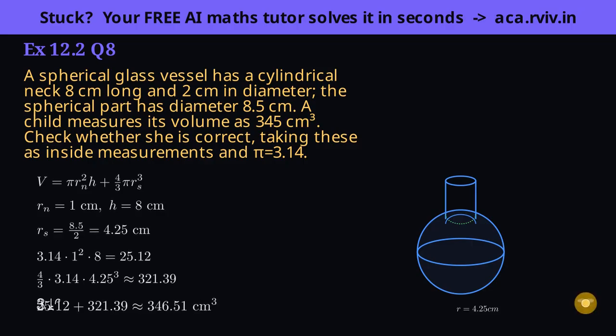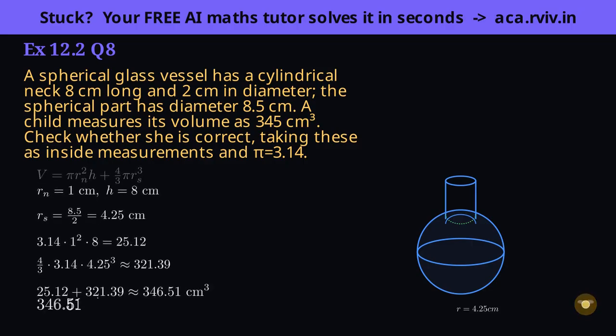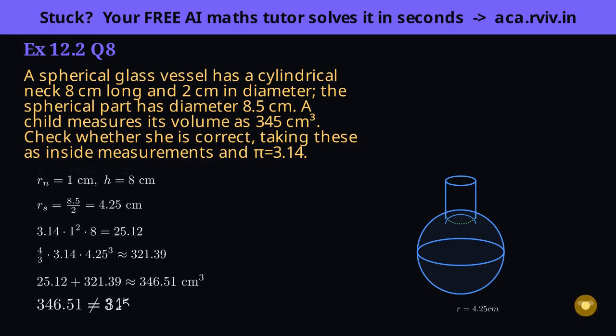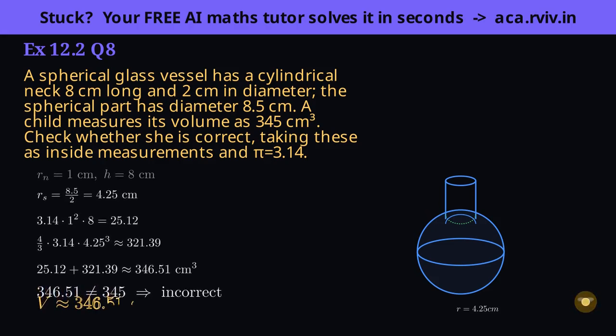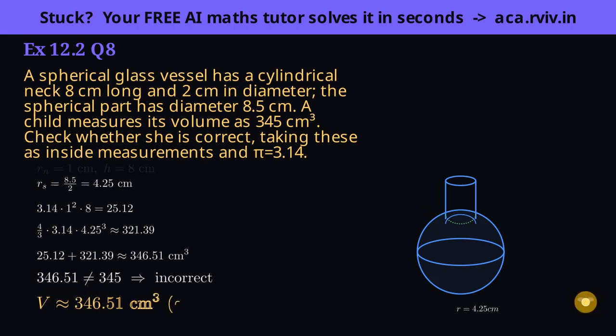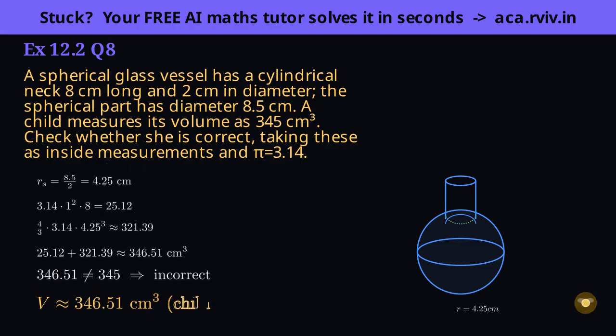Now the verdict. Our true value, 346.5, does not match the child's 345, close, but off by about 1.5, so she is not correct. The lesson for any check-whether question: never just eyeball it. Compute the exact value yourself and compare honestly. Here the real volume is about 346.5, not 345, so the claim fails.